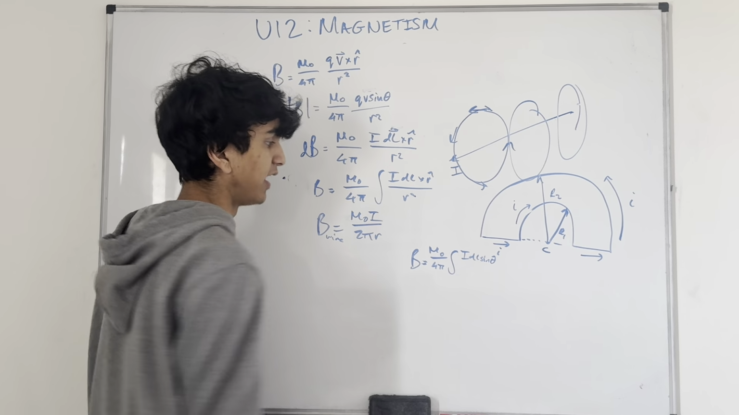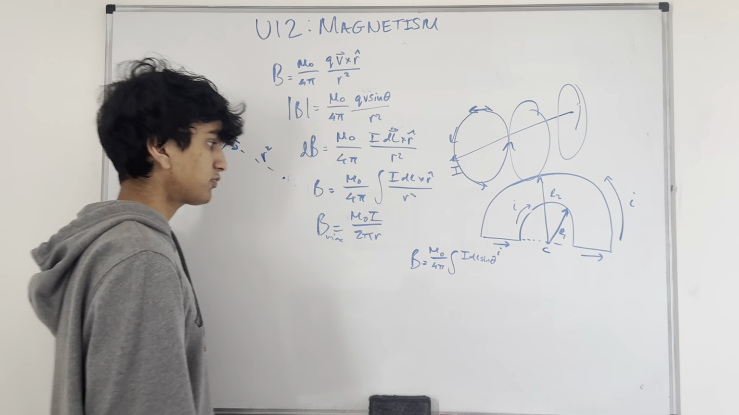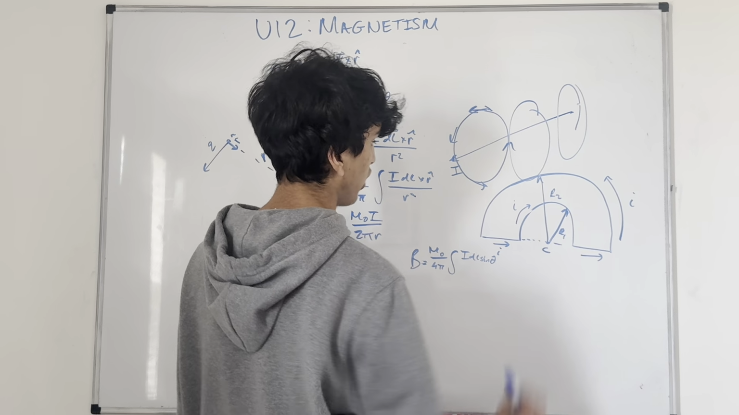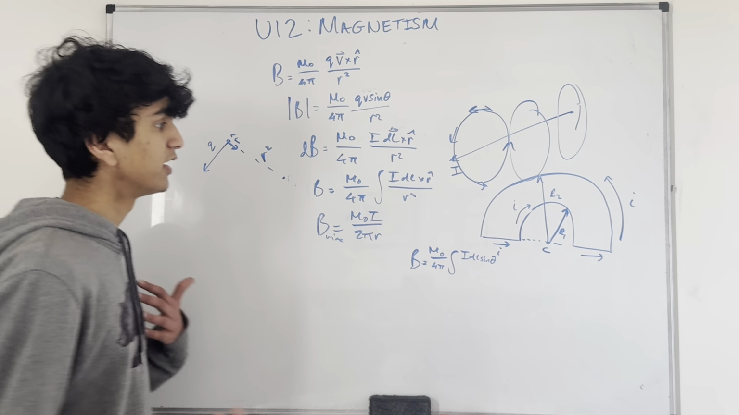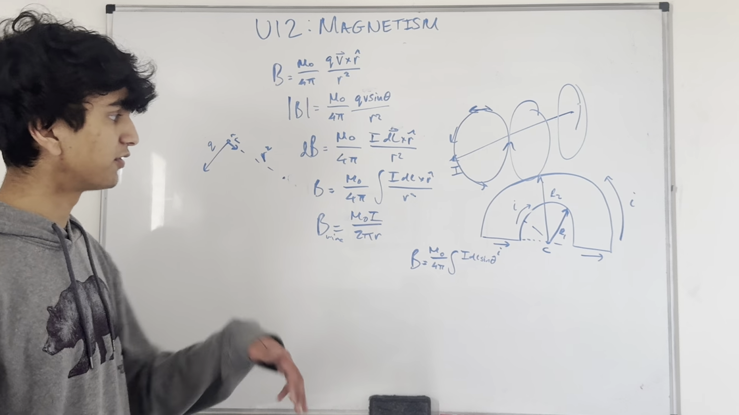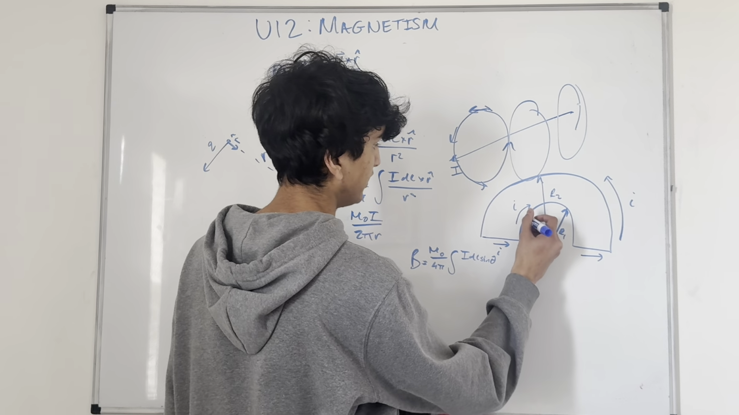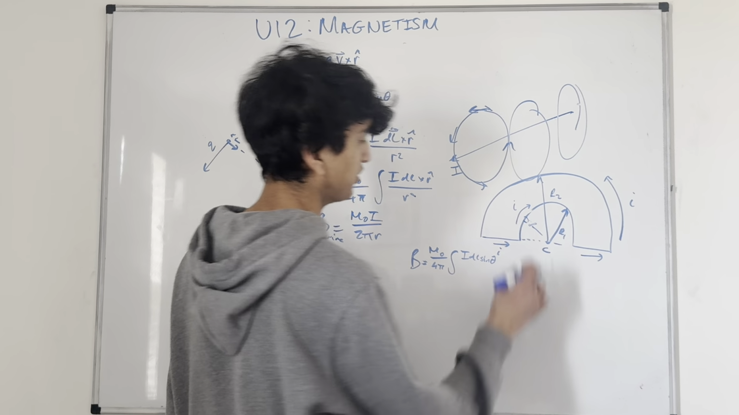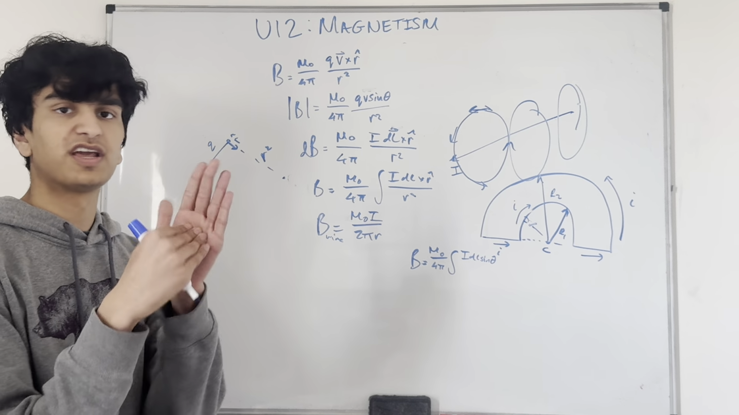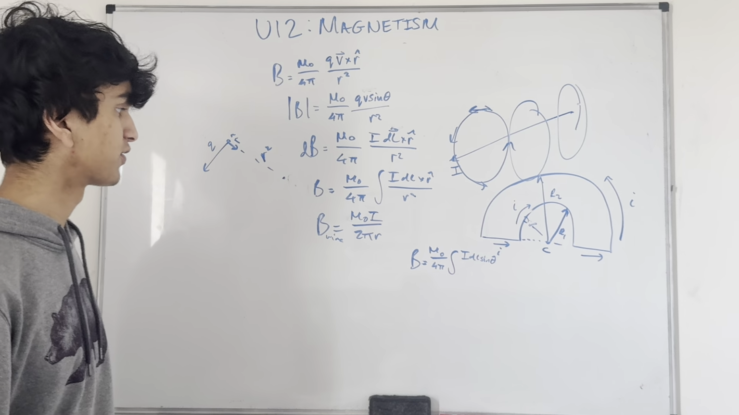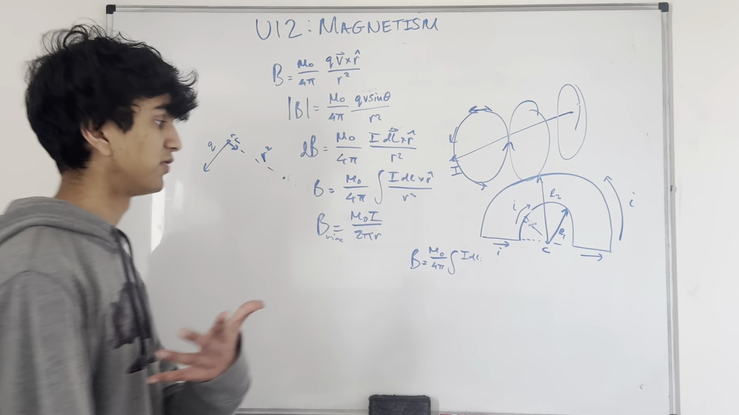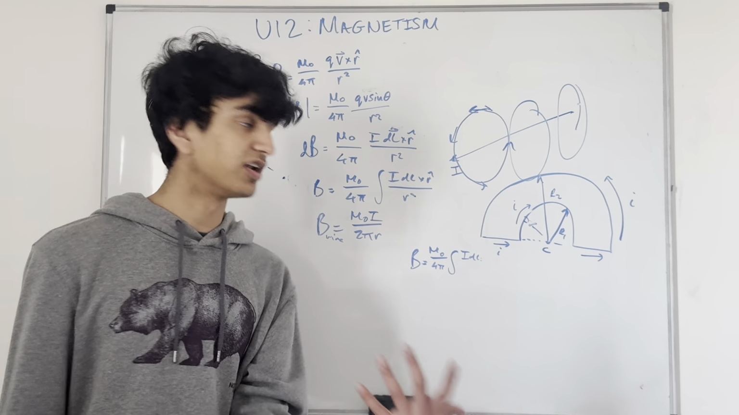In these cases, theta is 0, so the whole integral turns to 0. Now, thanks to these arcs of wire that are circular, with this being the center of the circle, theta is always going to be 90 degrees. The radius is always perpendicular to the tangent of the circle, so I don't have to worry about the sine theta. Sine 90 is always going to be 1.